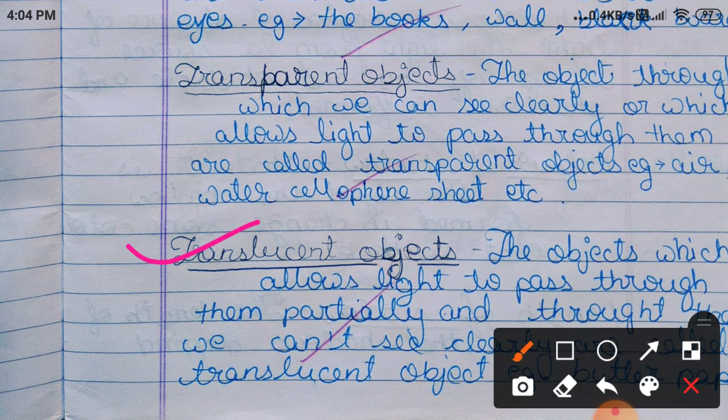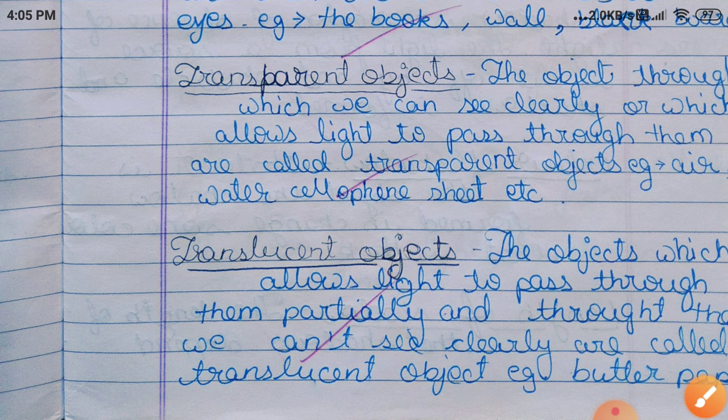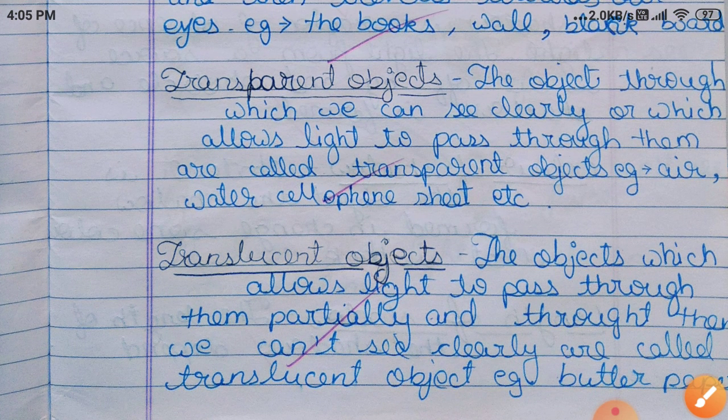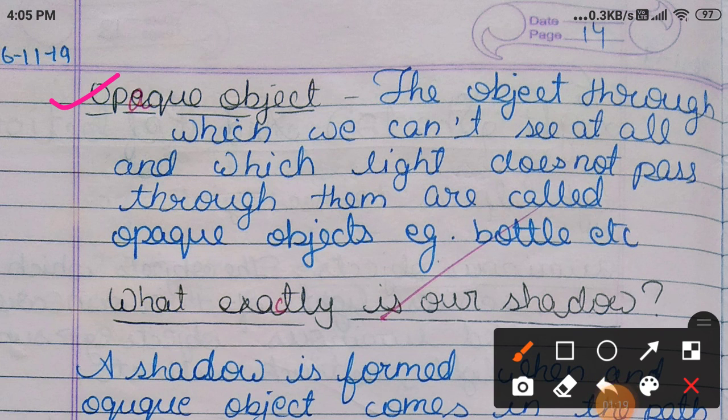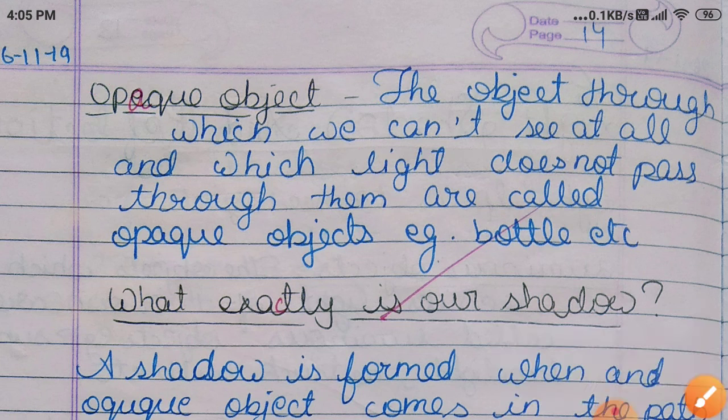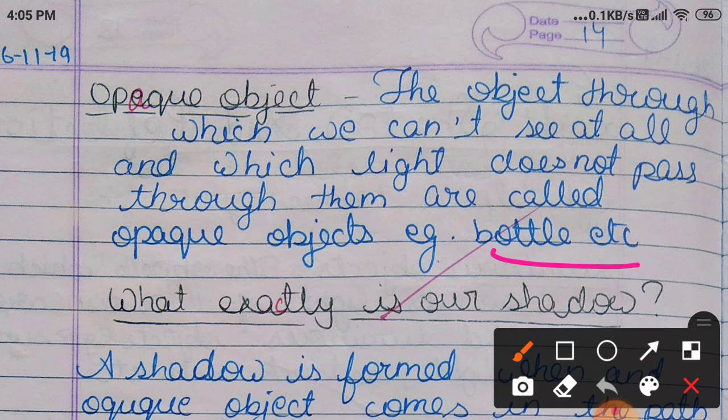Translucent objects: the objects which allow light to pass through them partially, and through which we can't see clearly, are called translucent objects. Example: butter paper. Opaque objects: the objects through which we can't see at all, and which light doesn't pass through, are called opaque objects. Example: bottle, etc.